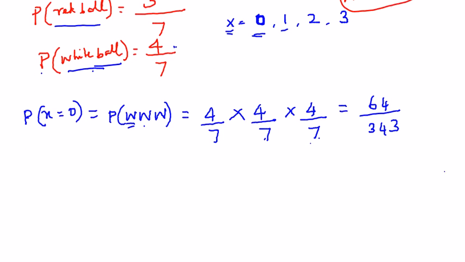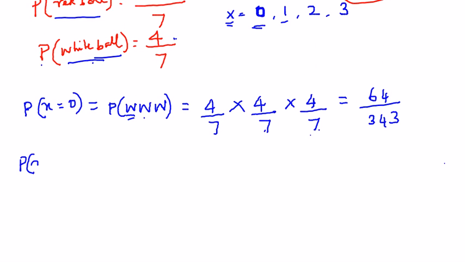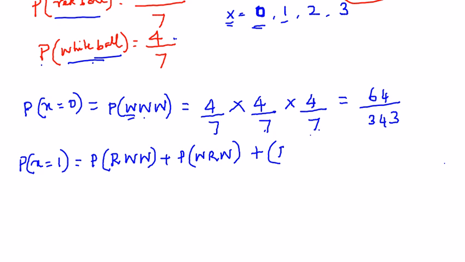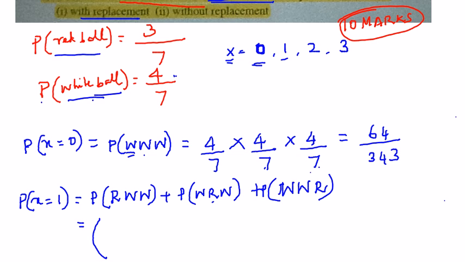Now next, let's see the next outcome. Probability of x is equal to 1. That is, I might get 1 red ball, then 2 whites, or first a white, then a red, and then a white, or 2 whites first and then a red. So that 1 red ball that I pick up can come in any order. In the first chance I can get a red ball, or in the second chance, or in the third chance. In that case, what is the probability of getting a red ball? 3 by 7.